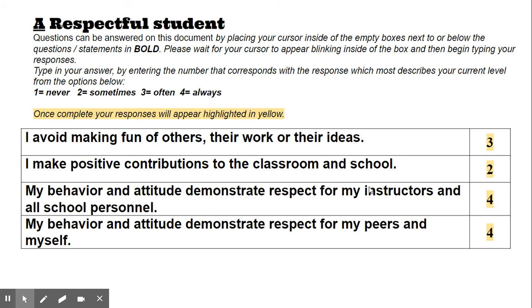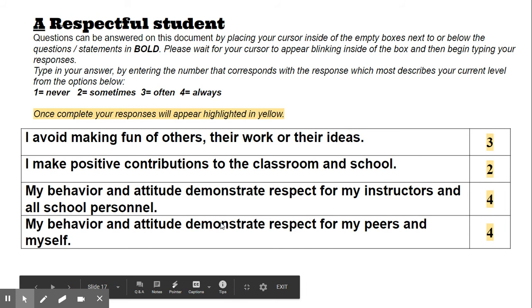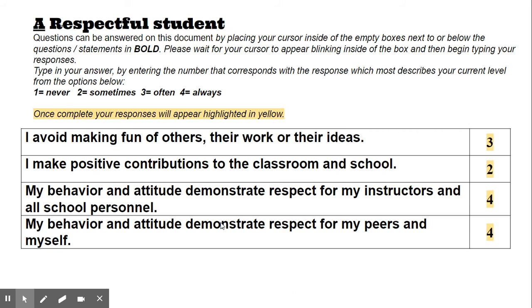So, okay, Mom, when it comes to being respectful, I don't make fun of other people, right? And you might say, why'd you give yourself a 3? Does that mean you made fun of somebody? And they might go, well, no. Okay, well, then maybe it should have been a 4. I make positive contributions. I don't really say anything. I don't really talk to anybody. So it's something I want to work on, but I'm always respectful, right?